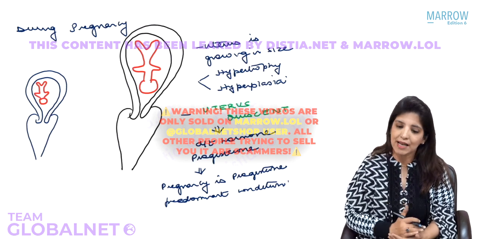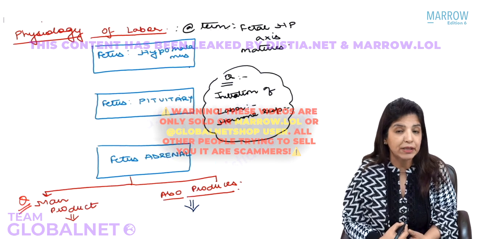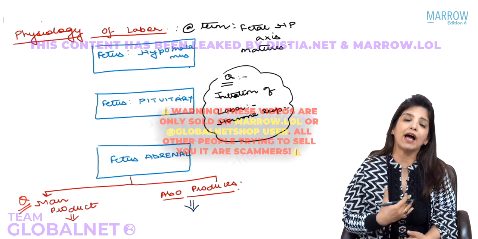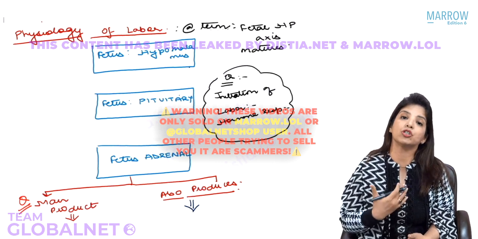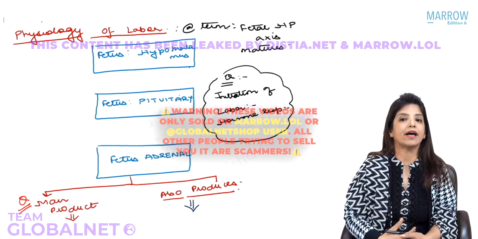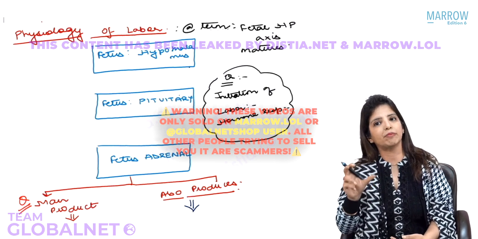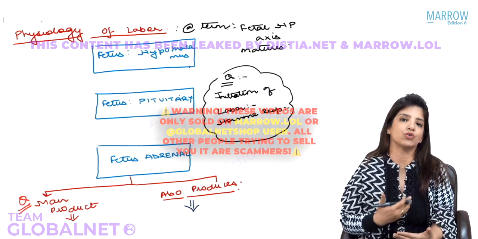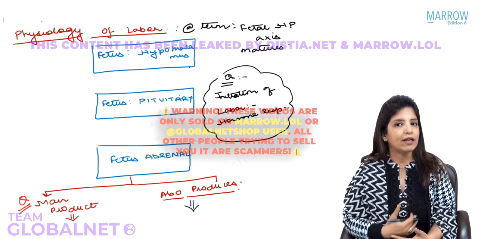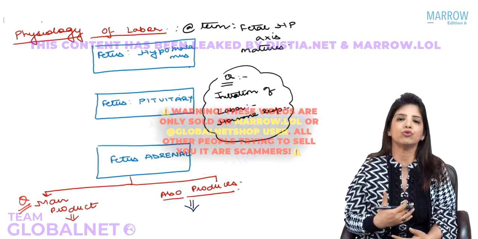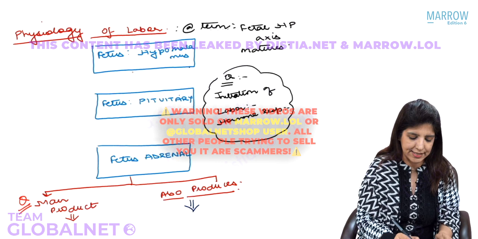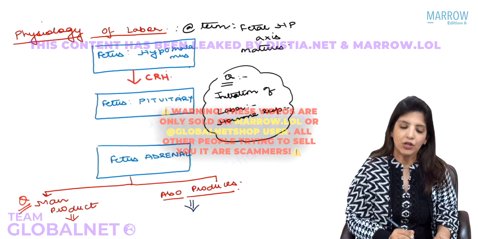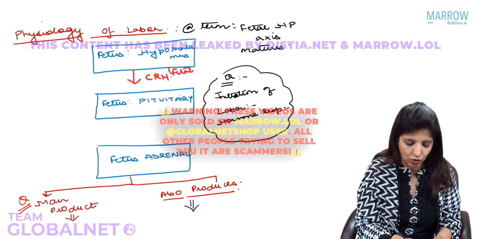Right? And how does that happen? And why does that happen? That is because at term or near term, the fetal hypothalamic pituitary axis matures. So what do you understand by this term, fetal hypothalamic pituitary axis? That means now the fetal hypothalamus is going to mature. And when the hypothalamus of the fetus matures, it is going to release a hormone that is called CRH, corticotropin releasing hormone. So this is fetal CRH we are talking about.